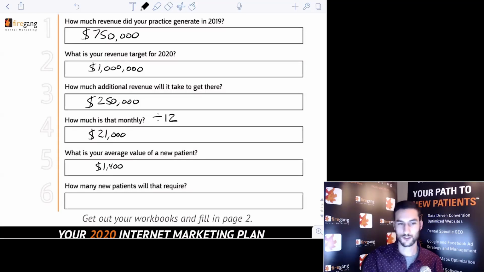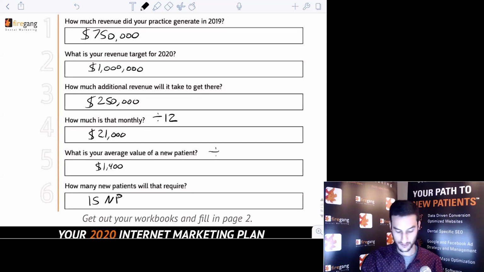So if you're not really sure what your value of a new patient is to you, I'd encourage you to just use $1,400 for that. So if we now further break this down, we can say, okay, I need $21,000 monthly in additional revenue. The value of a new patient to me is $1,400. So if we divide those two numbers, then we get 15 new patients.